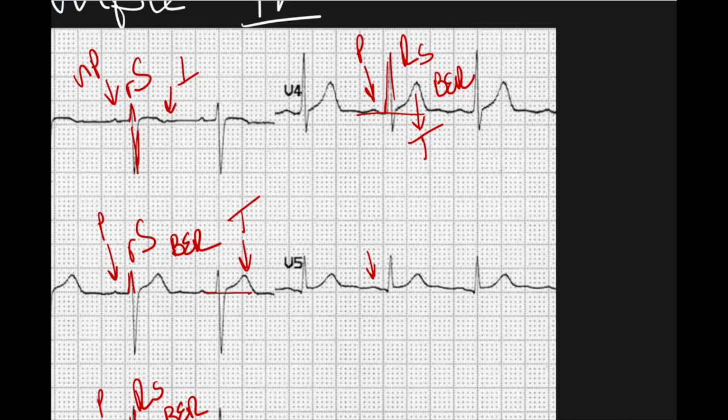V5, we have upright P waves. We have those tiny Q waves. We have a QR complex. A little bit of elevation, and we have good T waves.